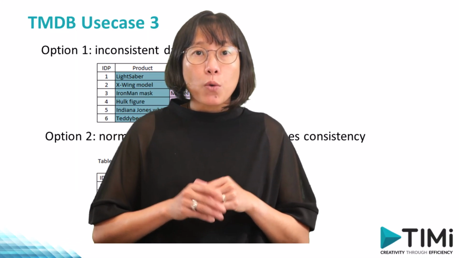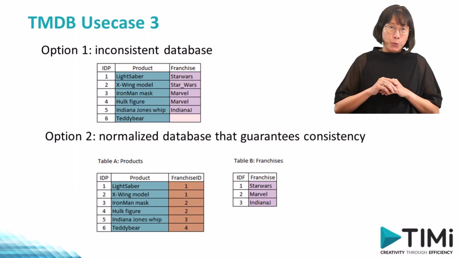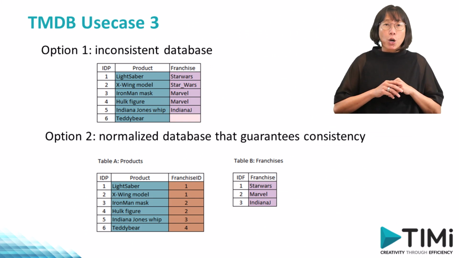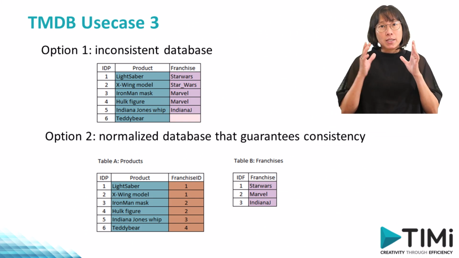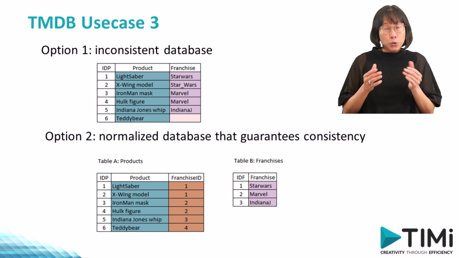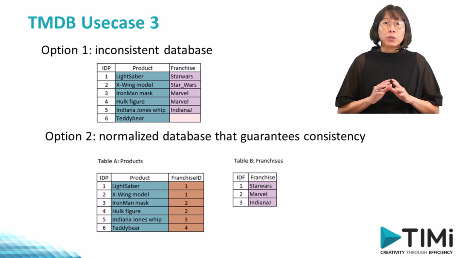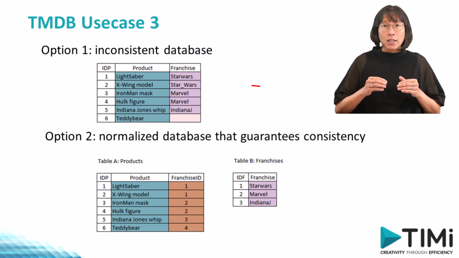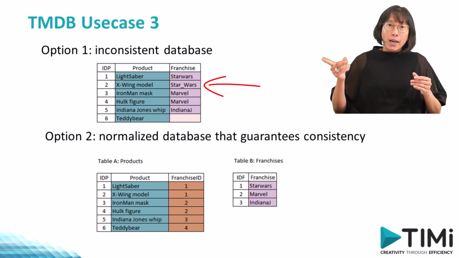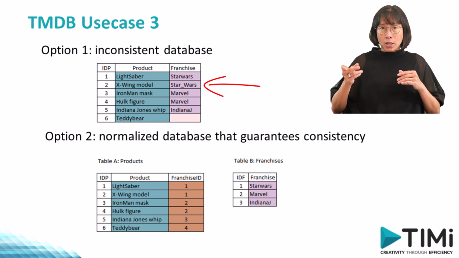the database. For example, let's go back to our product and franchise example. We could create a database with a single table instead of our two tables. But then we could easily introduce inside our database some errors, like on this row. Here, we didn't write Star Wars properly.